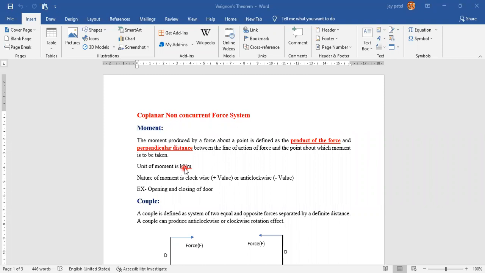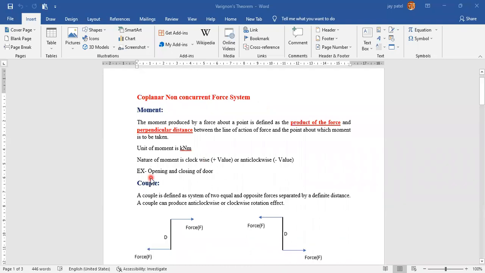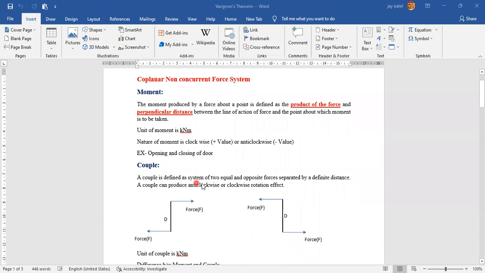The unit of moment is kilonewton meter. The nature of moment will be a clockwise or anti-clockwise value. Example: opening and closing of a door. Now the next important terminology is couple. Many times in GTU, a 3 marks question asks to define moment and couple. Couple is defined as a system of 2 equal and opposite forces. Keep in mind, to form a couple we require 2 forces of equal and opposite nature, separated by a definite distance. A couple can produce an anti-clockwise or clockwise rotational effect.